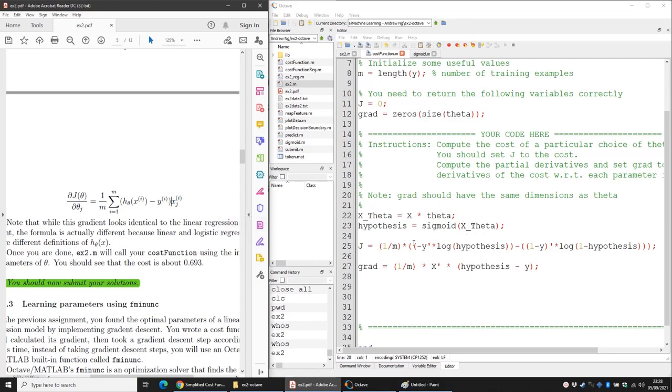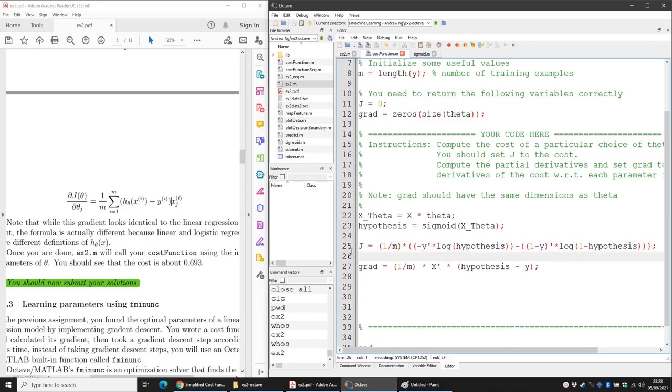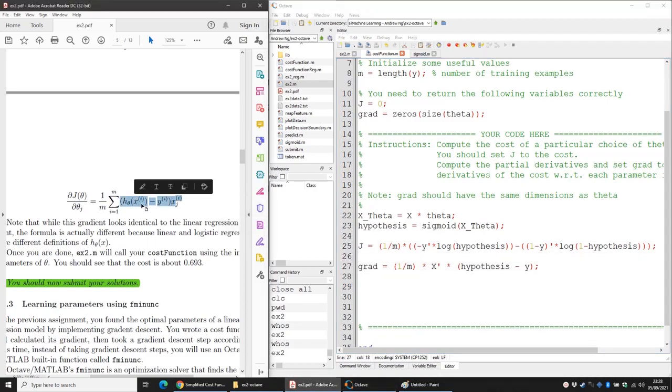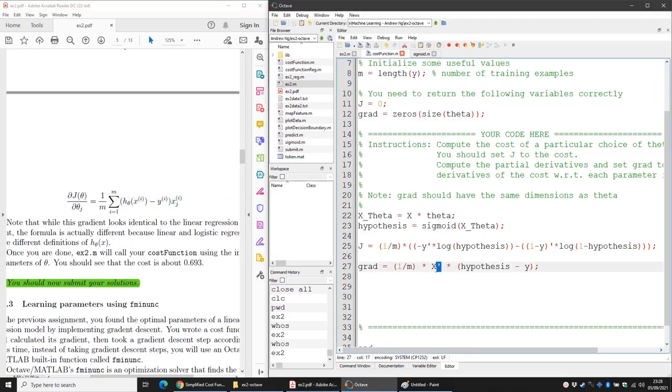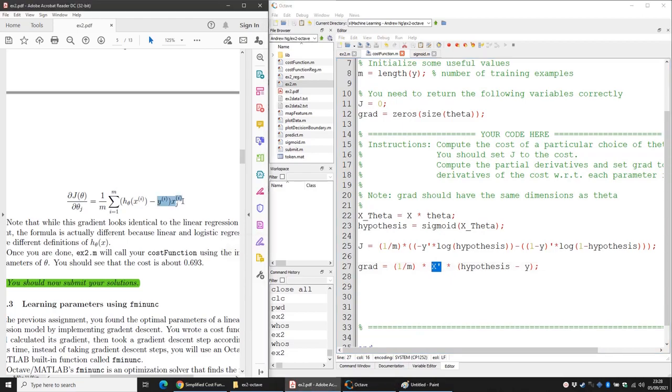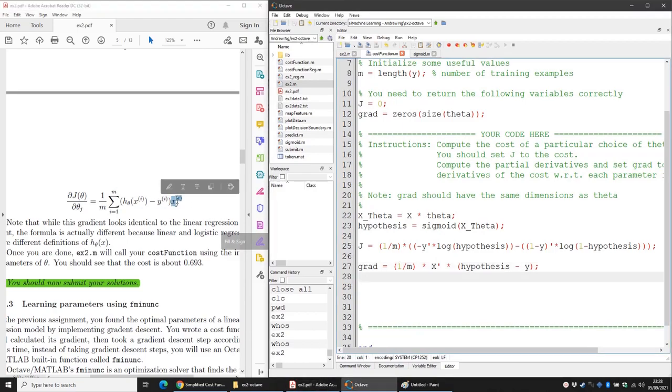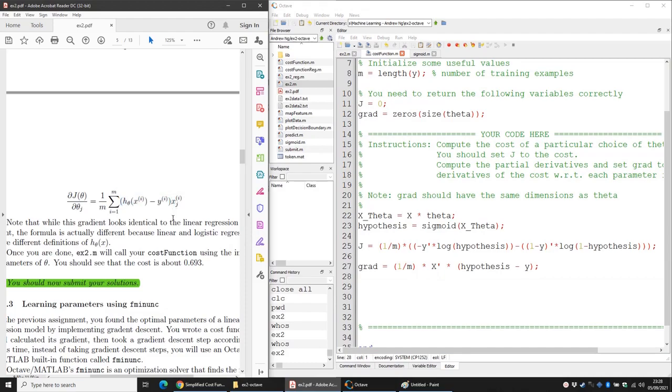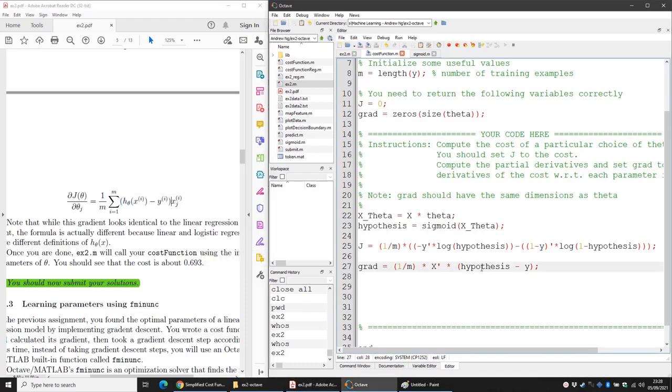Simple, as what we did for our cost. In order to match the dimensions, when we are not using element-wise multiplication, when we are doing matrix multiplication, we have to match the dimensions. So we need to shift the X matrix before the hypothesis minus Y matrix. Doing this matches the dimensions, and then we can get the gradient.